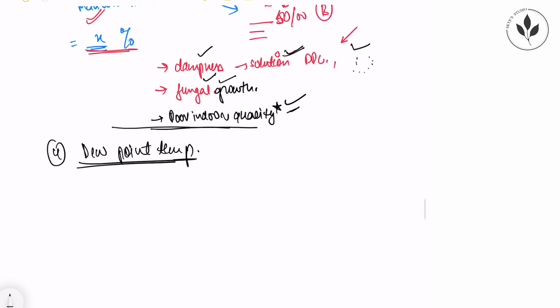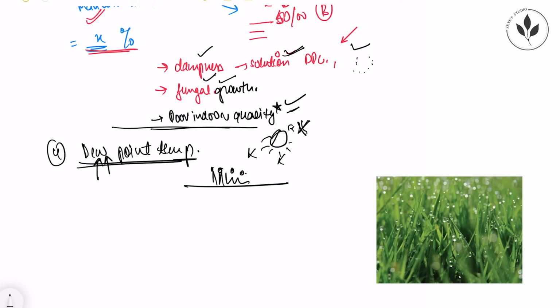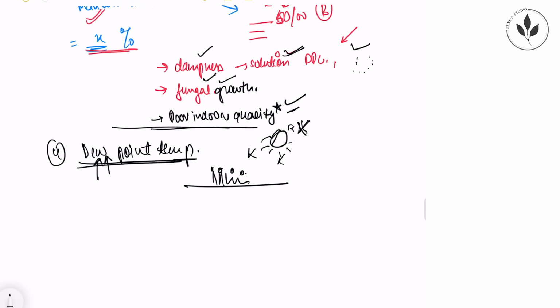Now, what is a dew? Dew is something that you see over your grass when you wake up in the morning. If you wake up early in the morning, when the sun is not even rising, you see small droplets on your grass and sometimes on your plants. Those are called dew. So dew is basically a water droplet formed when the water vapors start condensing and convert into a droplet.